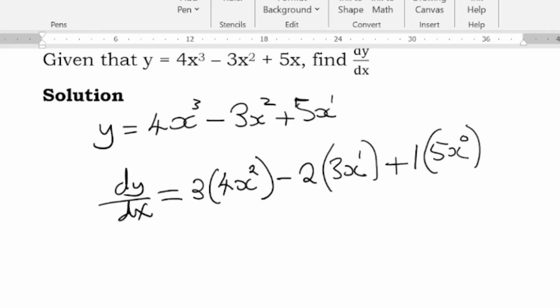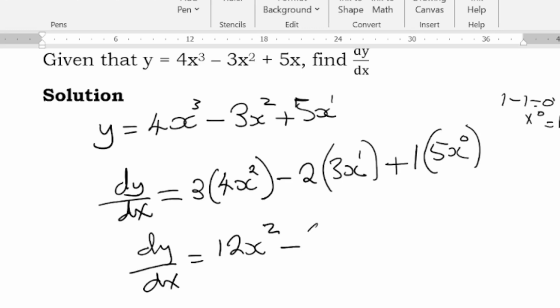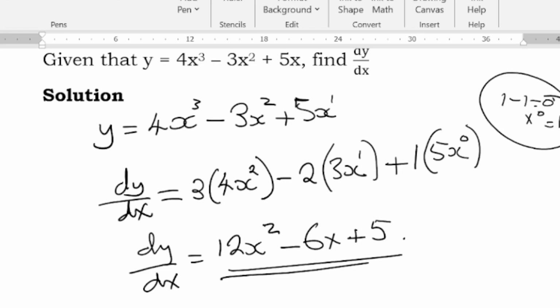I know that because when you say 1 minus 1, the answer is 0. That's the power. Now, anything raised to the power 0 is equal to what? To 1. And that's why, for some people who don't know why it becomes just a constant: if you multiply this, you get 12x squared minus 6x, and then plus 5. Why does it become constant? Because of this thinking.